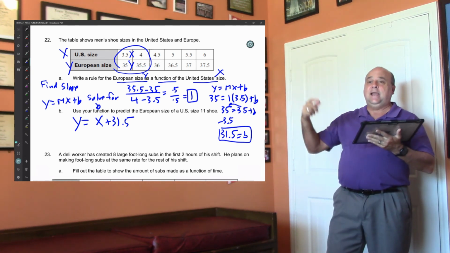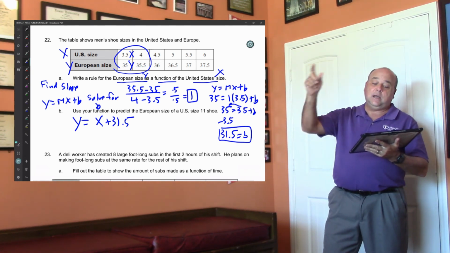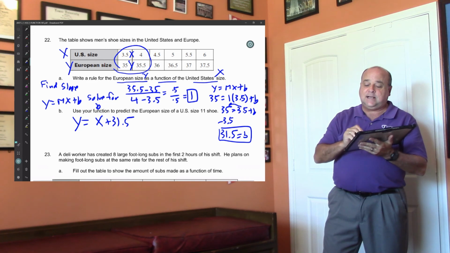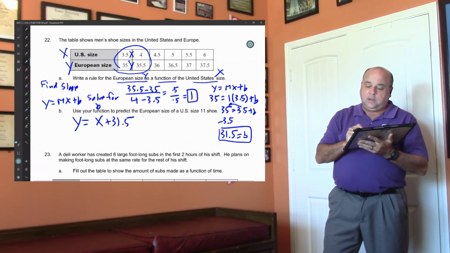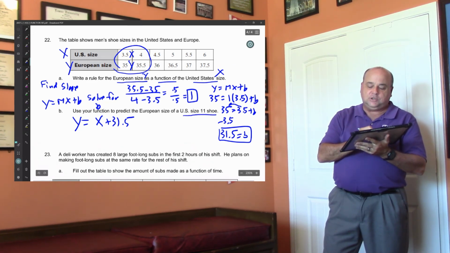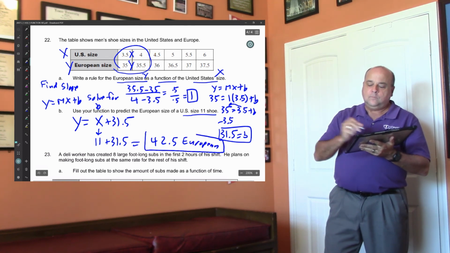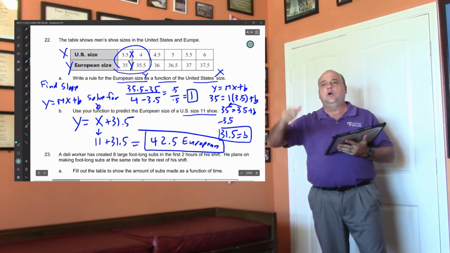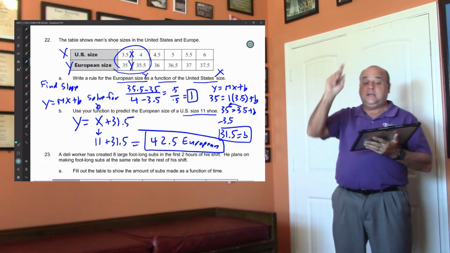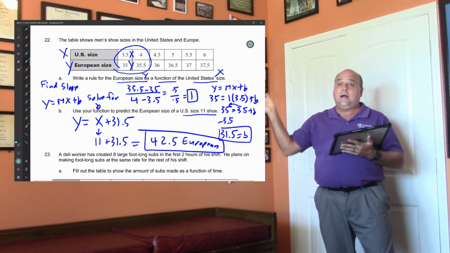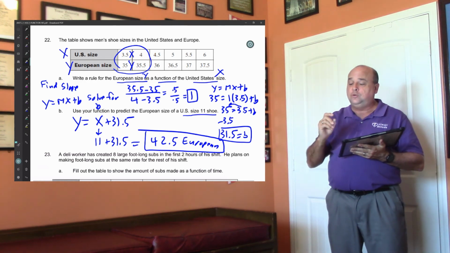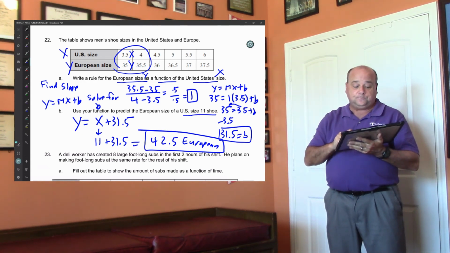Okay, so my x is my US size and my y is the European size. If I want a US size 11 shoe, I'm just going to replace x with 11. And that would turn into 42.5 European, wouldn't it? Okay, so you're finding the slope, you're plugging into y equals mx plus b. It doesn't matter which one you do for your x and y. I would just pick the first 2 or the first 2 that aren't negative.